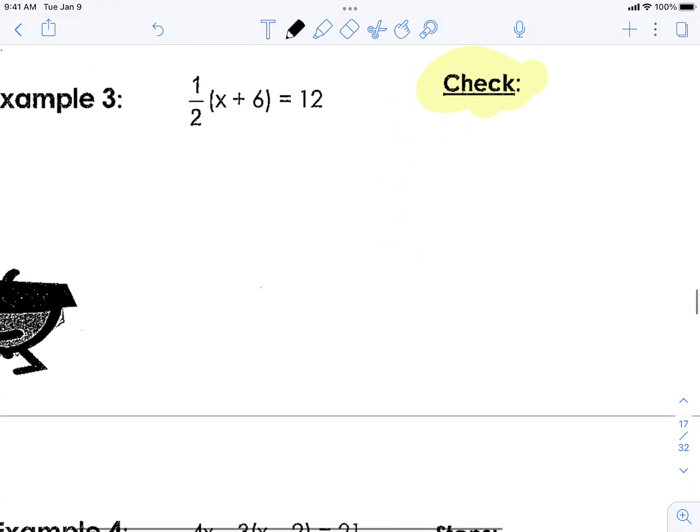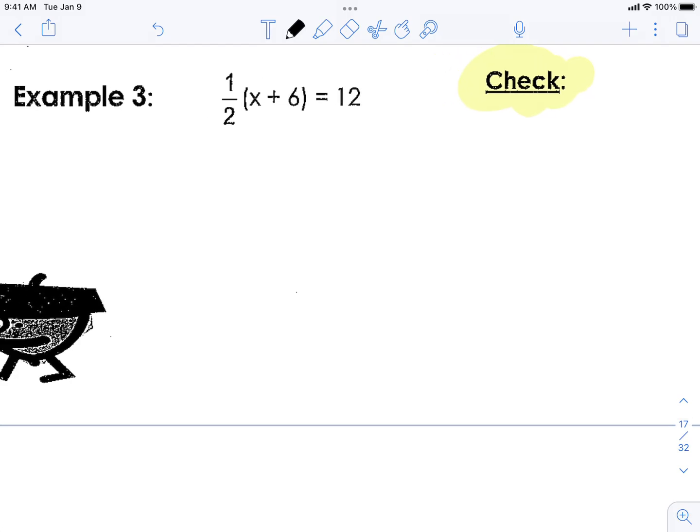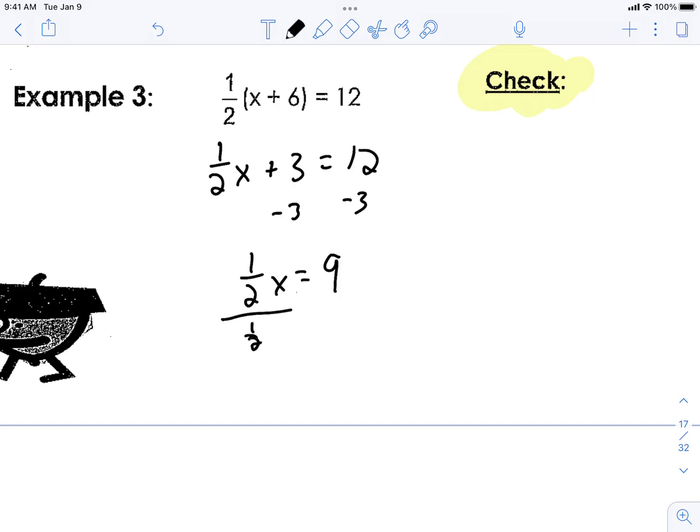The third one, same thing. Do not let the fraction scare you. A fraction is just the number, just like any integer. We'll distribute 1/2 times x, 1/2 times 6. We will subtract 3 on both sides. And two different ways we can say this. We can say we divide both sides by 1/2. Or you could say multiply by the reciprocal, which would just be multiplying by 2. Either way is correct.